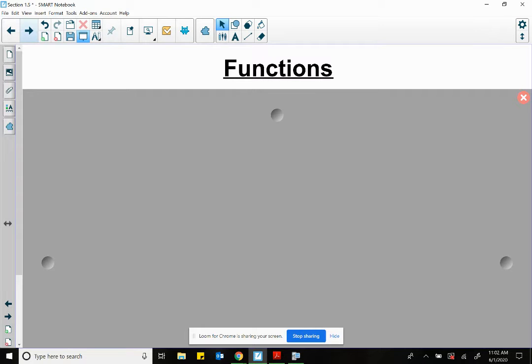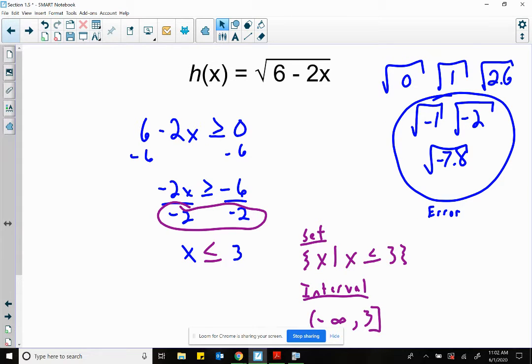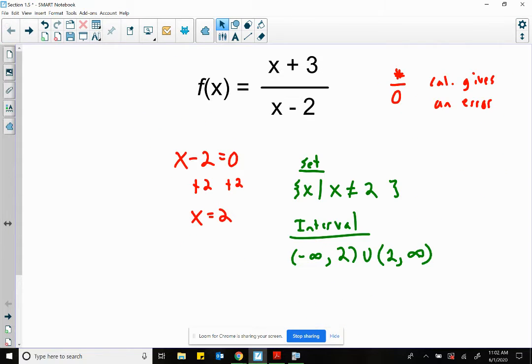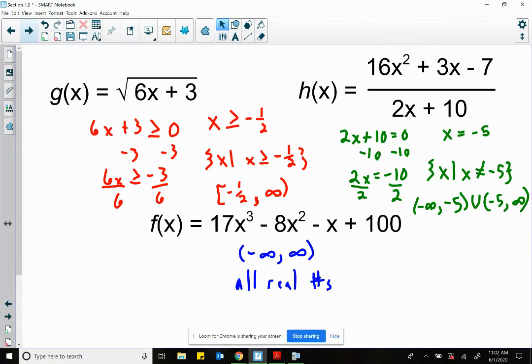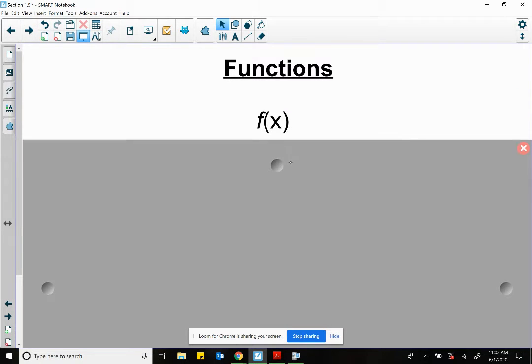So functions. You've been looking at function notation in here. So that G with the parenthesis X, the H with the parenthesis X, the F with the parenthesis X. Same thing back here, that H of X and F of X. Okay. So let's talk about what functions are. Functions are kind of a way for us, as mathematicians, to shorthand write some information. Okay. So functions, you're going to see that notation.